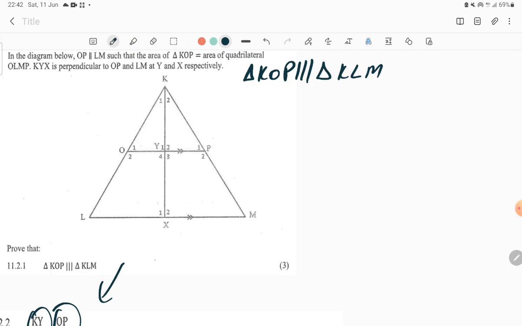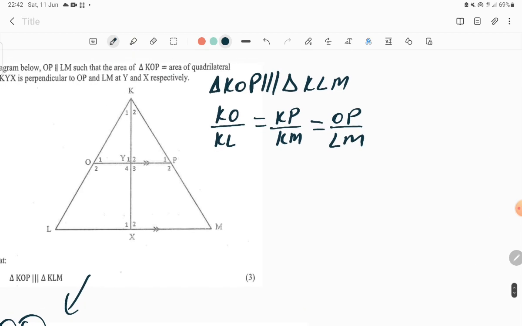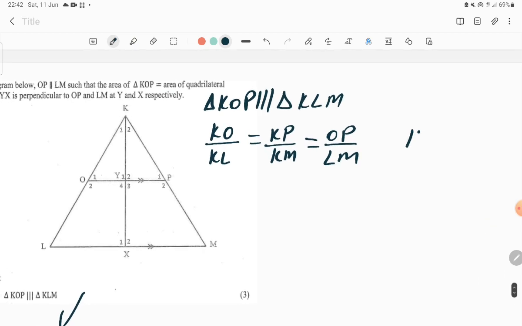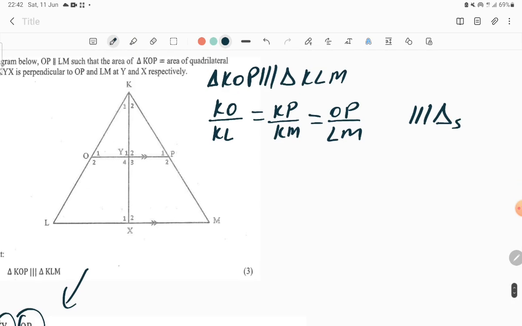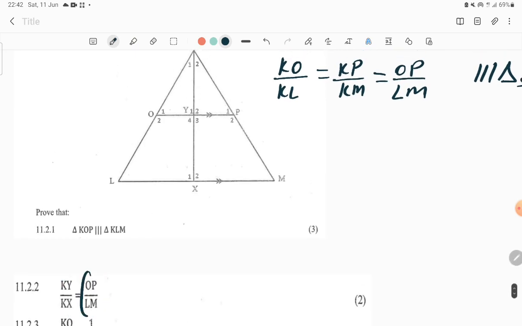We know that KO over KL is equal to KP over KM, which is also equal to OP over LM. Okay, so we have these corollaries because of similar triangles. Now, what are we having? We can go back to our proof that we are proving.